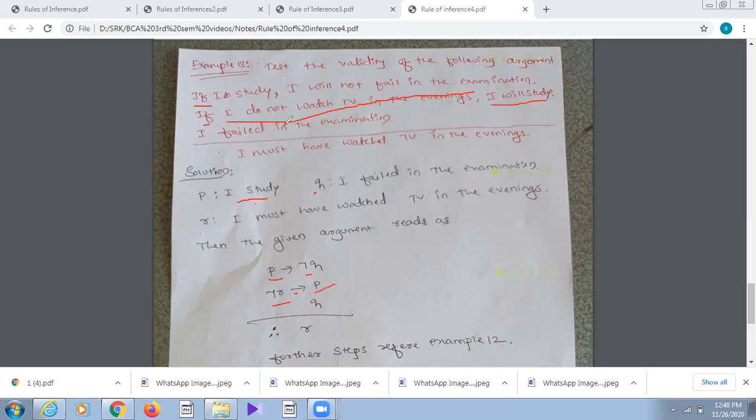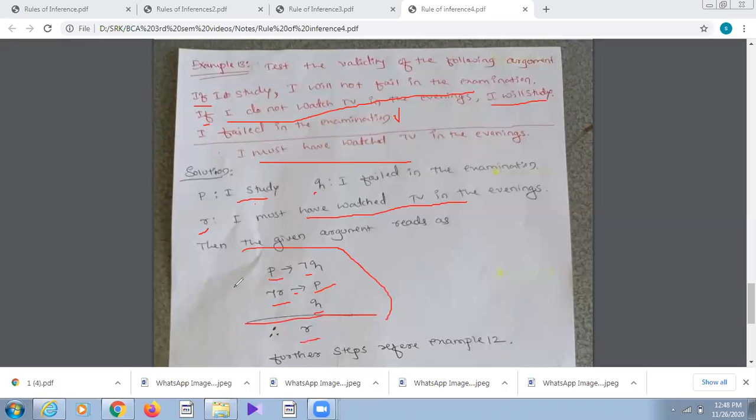And next, I failed in the examination. This is the third premises. So I failed in the examination means Q. So we write Q here, the third premises. And what is the conclusion after giving this line? The conclusion: I must have watched TV in the evening. That is directly R. Sorry, R. So write R as it is.